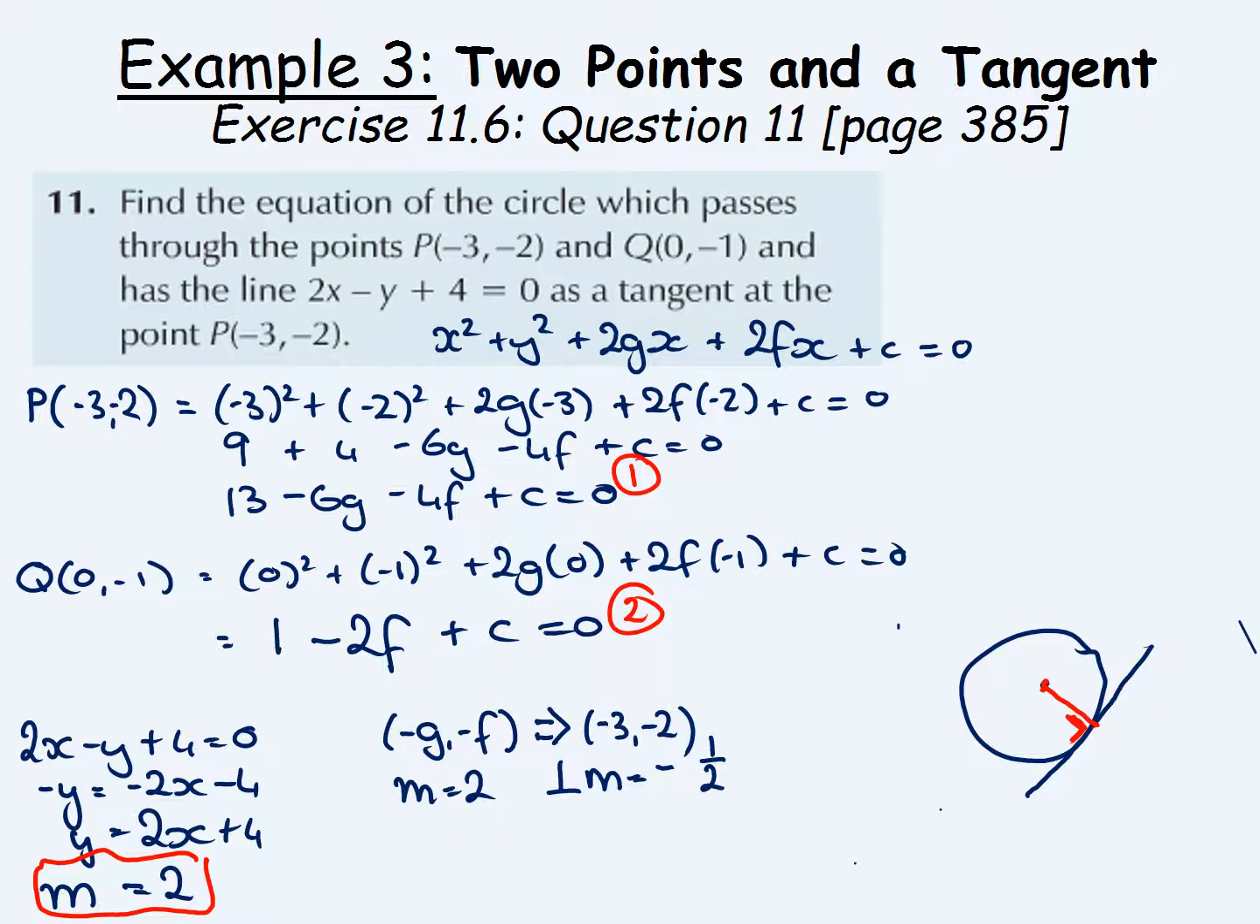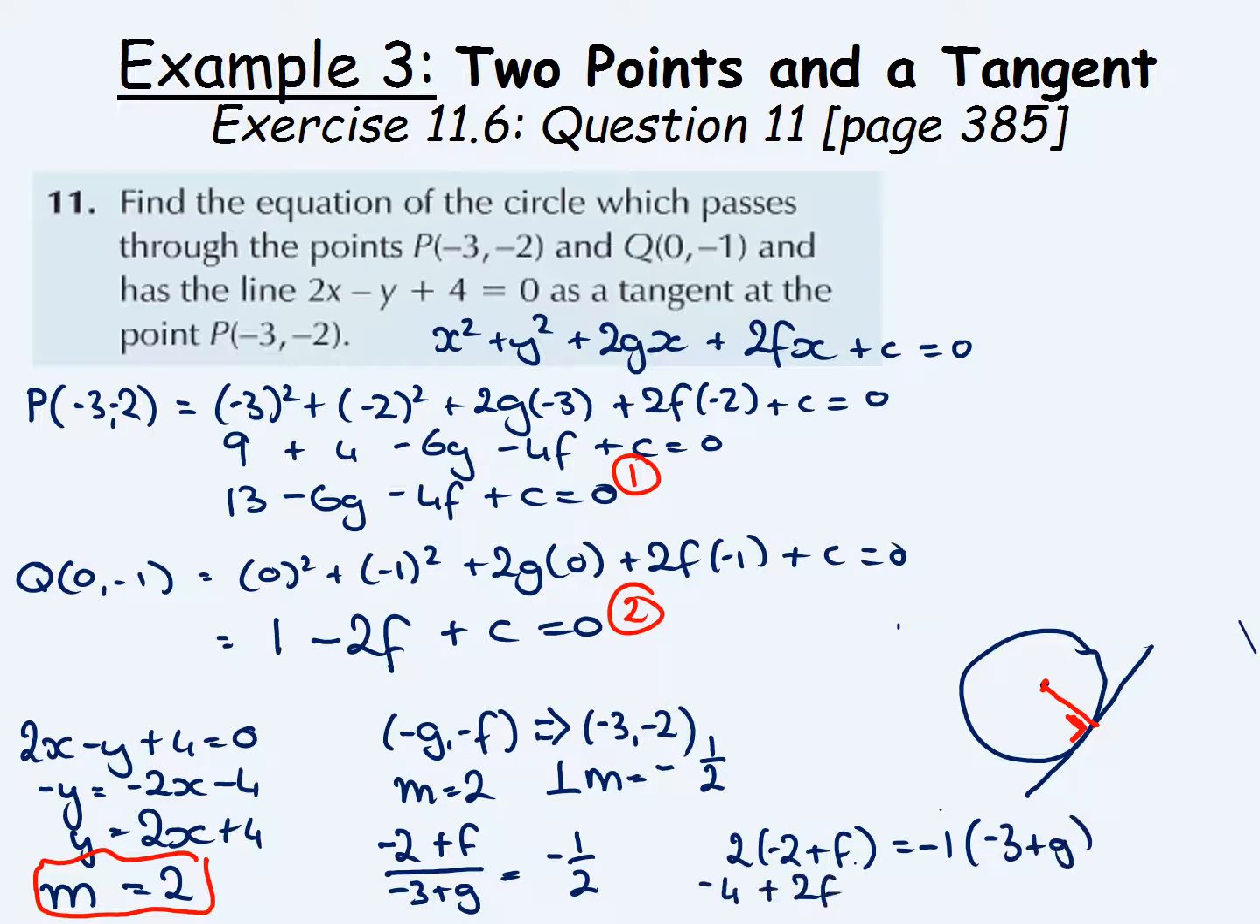So when I do that slope, I'll do y2 minus y1, so plus f, all over minus 3 plus g, and that should give me minus a half. So rearranging that, I get 2 times minus 2 plus f is equal to minus 1 times minus 3 plus g, minus 4 plus 2f equals 3 minus g, and finally what I will get is 2f plus g equals 7, and that gives us our third equation. So that's our 3 equations there.